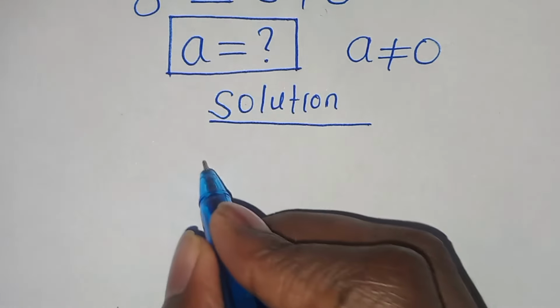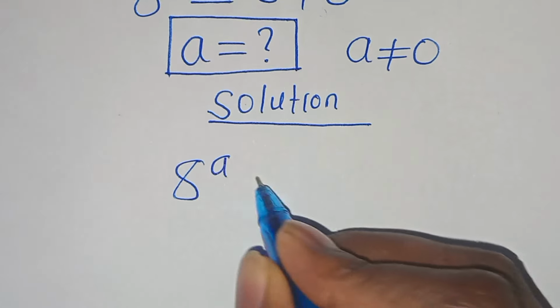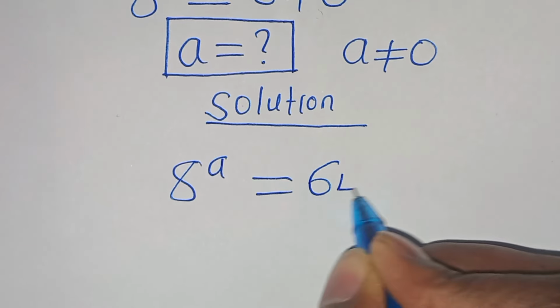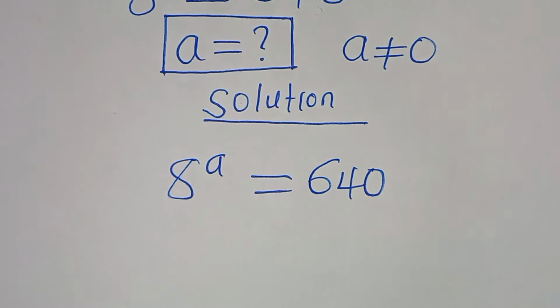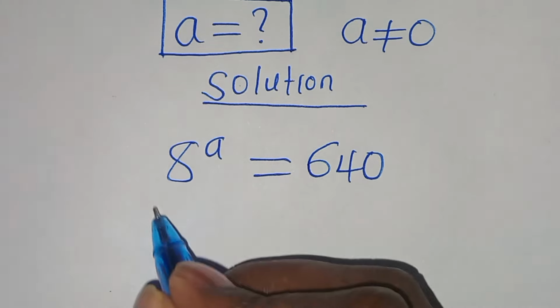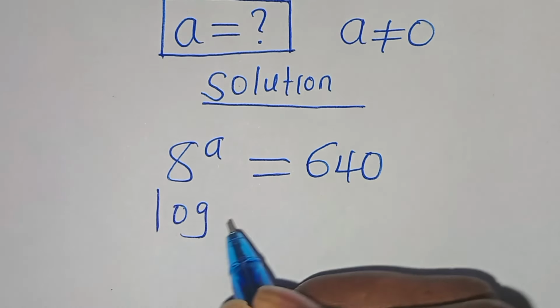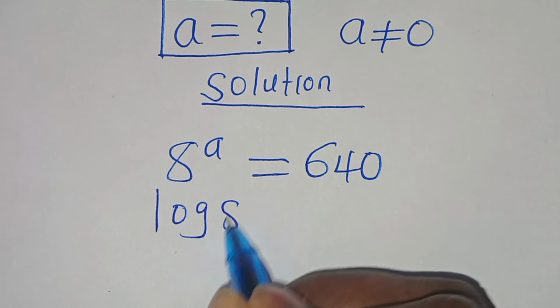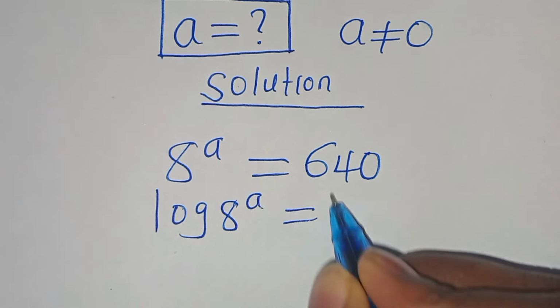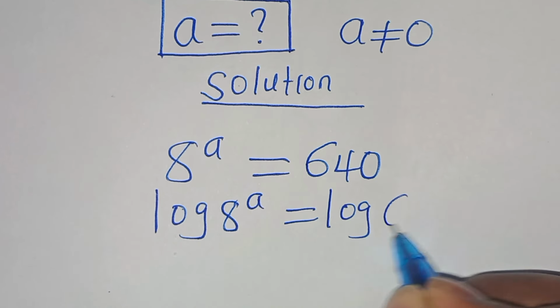So we have 8 to the power of a. This is equal to 640. To solve for a here, let's introduce logarithm on both sides so that we have log 8 to the power of a. This is equal to log 640.